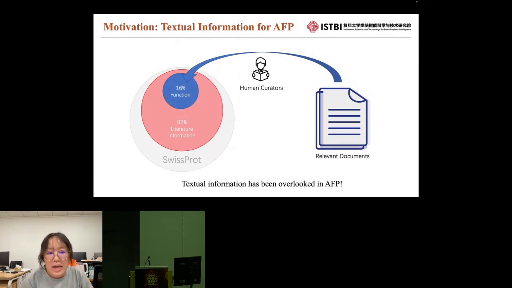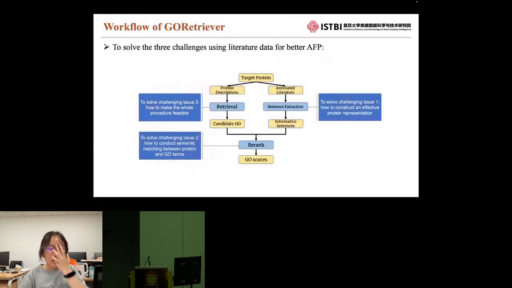To mitigate the gap and to save the time and cost of human curators, we developed GORetriever to annotate these proteins well. GORetriever is a two-stage information retrieval framework. To solve the three challenges of using literature data for better AFP, we developed three components.